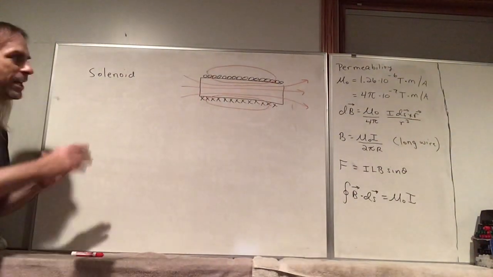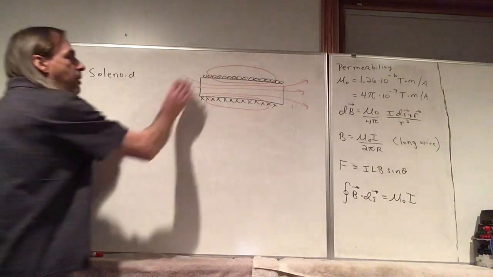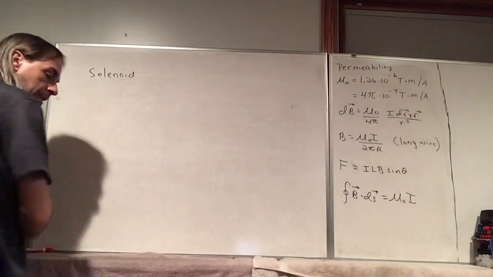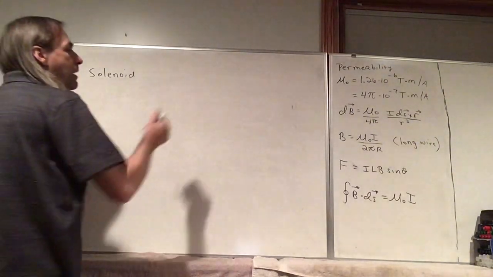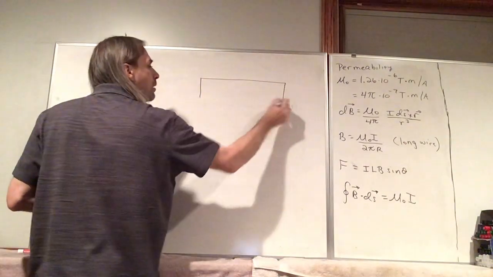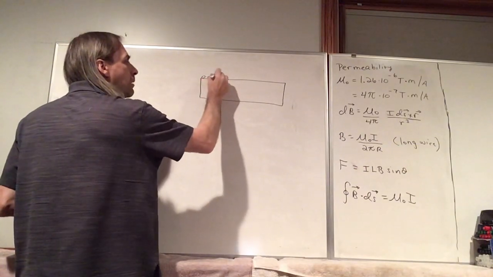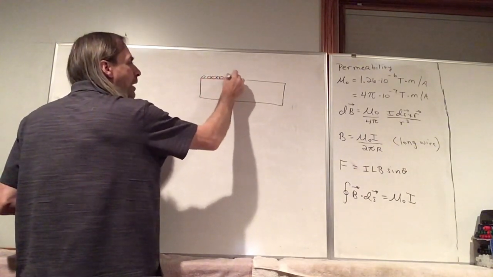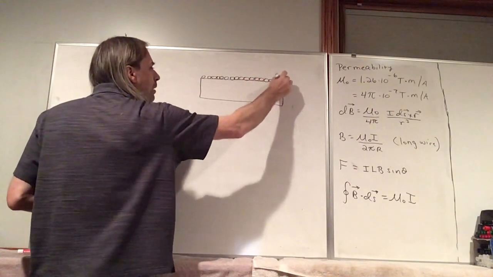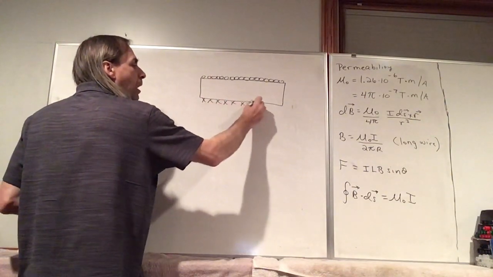And we're going to consider a long solenoid. So I'm going to erase the magnetic field lines. Say we have a long solenoid, and the magnetic field lines we're going to assume are just parallel to the axis. Let me draw the wires again. And the current determines the direction of the magnetic field.